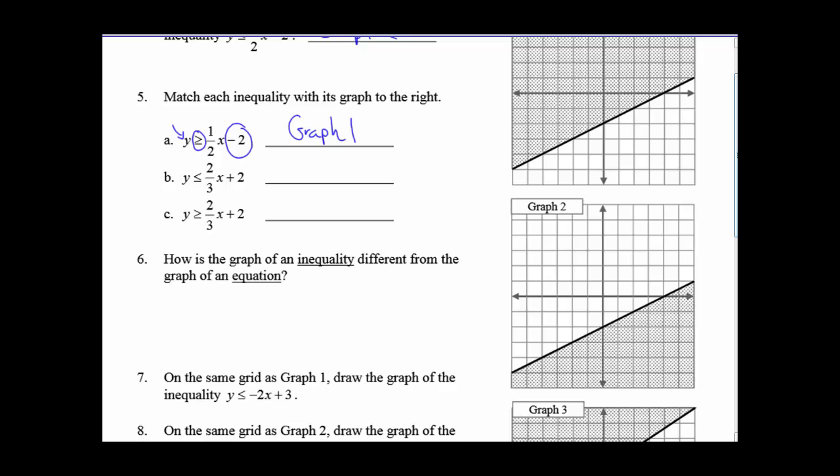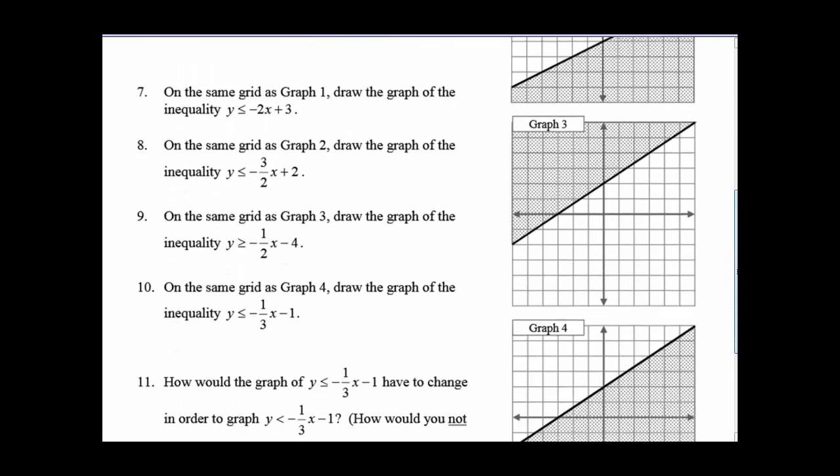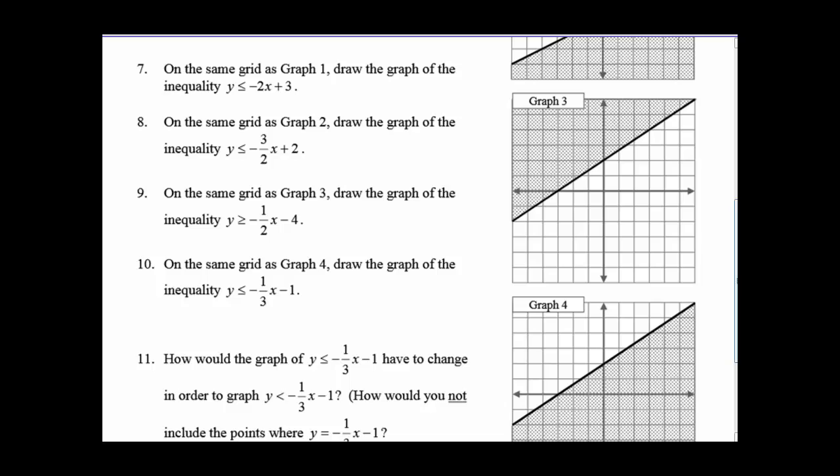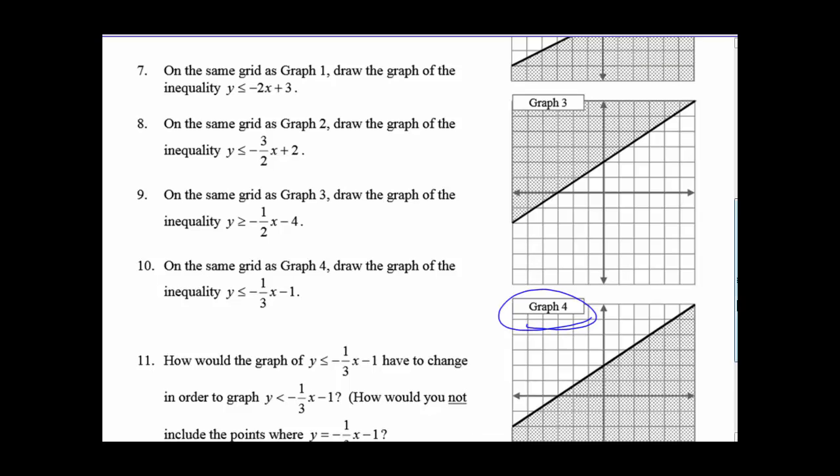5b, y is less than or equal to 2/3 x plus 2. So now our y-intercept is going to be at plus 2. The difference between b and c is we want values below the line, versus on 5c, we want y values that are above the line. So if we look at our graphs, this has to be either graph 3 or 4, and we want answers that are below the line, so that's going to be graph 4. Therefore, 5c is graph 3.